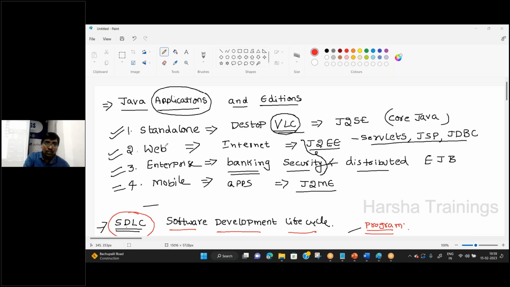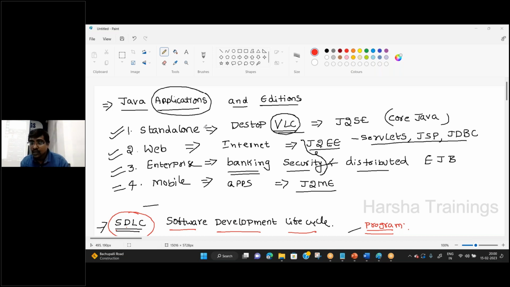Now, somebody is asking the question, what is the difference between application and edition? Simply, application means the software that we have developed. Edition means the technology used for developing that software. Suppose for developing standalone software, we use J2SE. For developing web software, we use J2EE. That is the difference between applications and editions. Okay, clear?